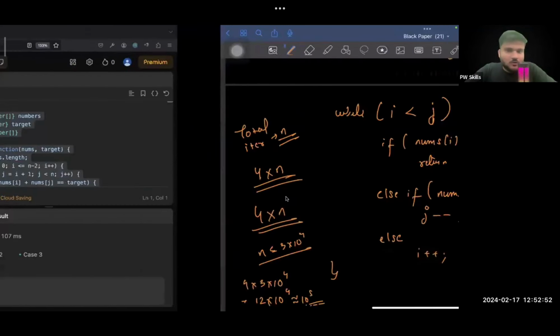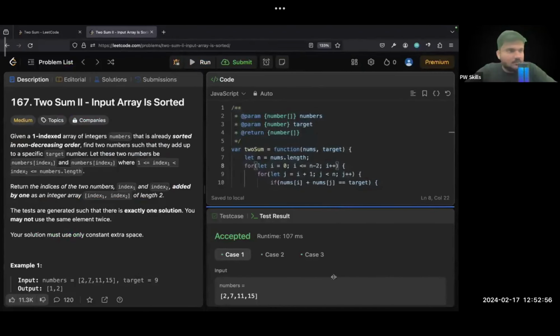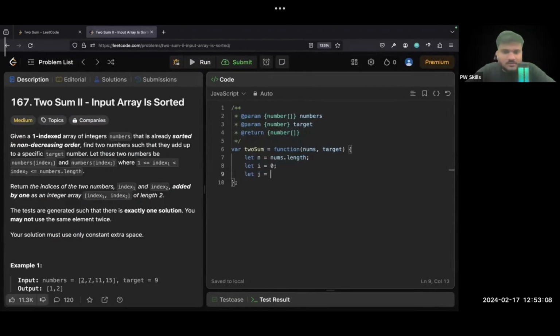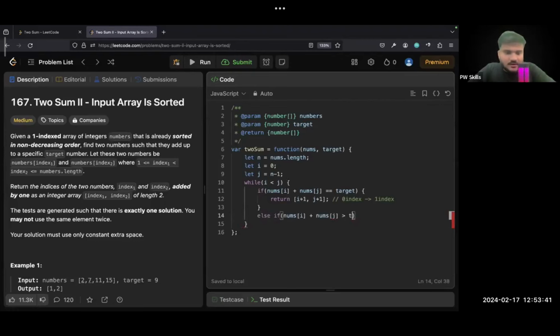Okay. So if you try to code it, this solution gave us TLE, but very easily we'll be able to update the solution. How? We'll say let i equal to 0. So let's keep n. Let i equal to 0. Let j equal to n minus 1. While i is less than j, if nums of i plus nums of j is equal to the target, we return i plus 1, j plus 1. Again, why i plus 1, j plus 1? Because we have to move from 0 index to 1-based index. Okay. Else if the sum is greater than the target, then you do j--. Else you do i++.